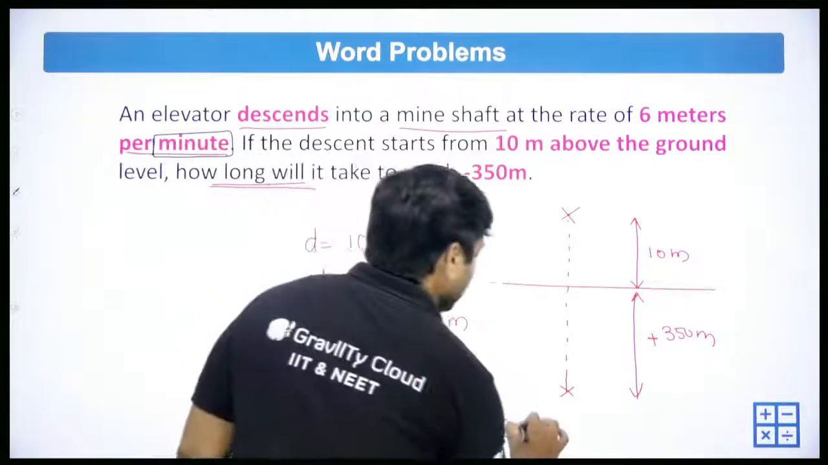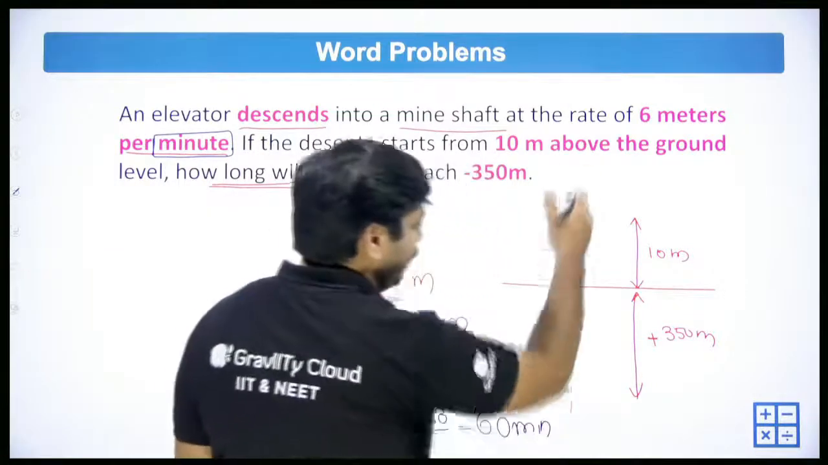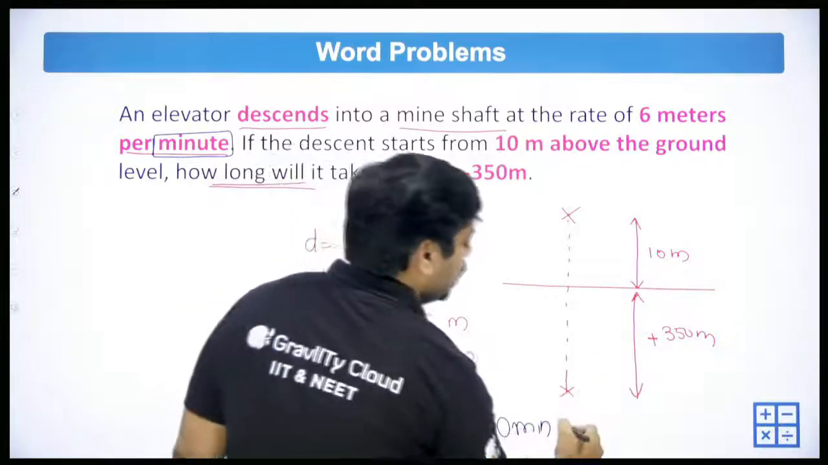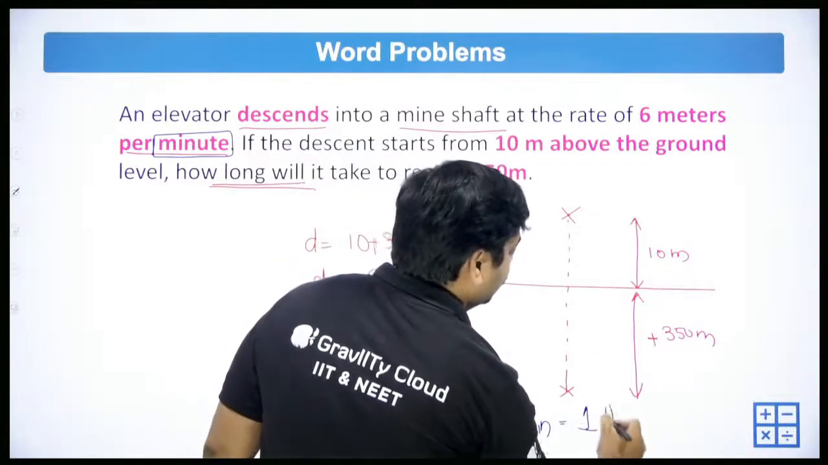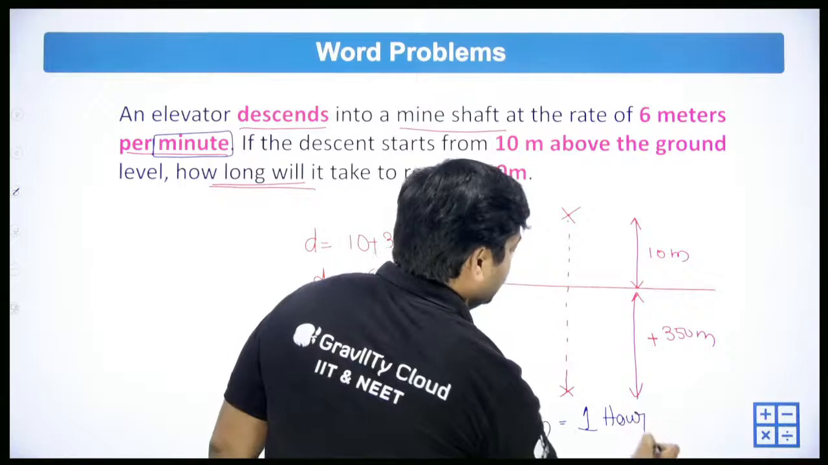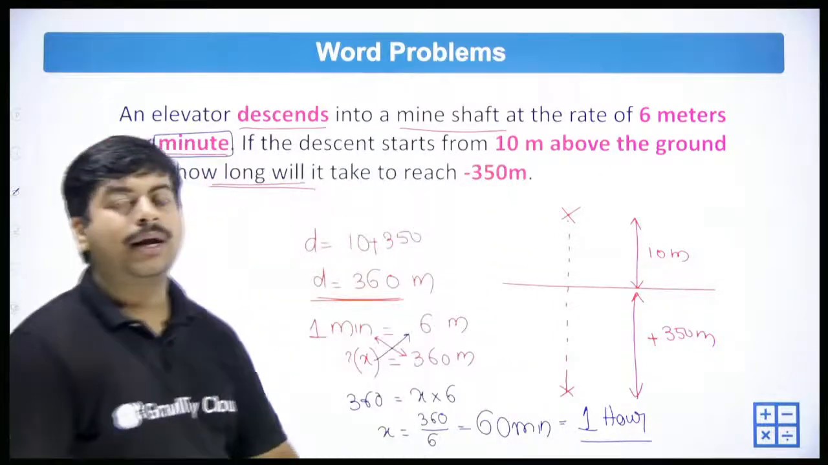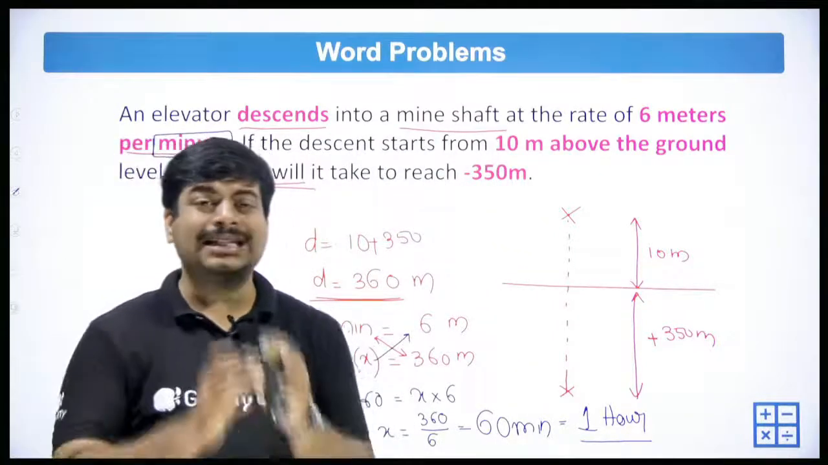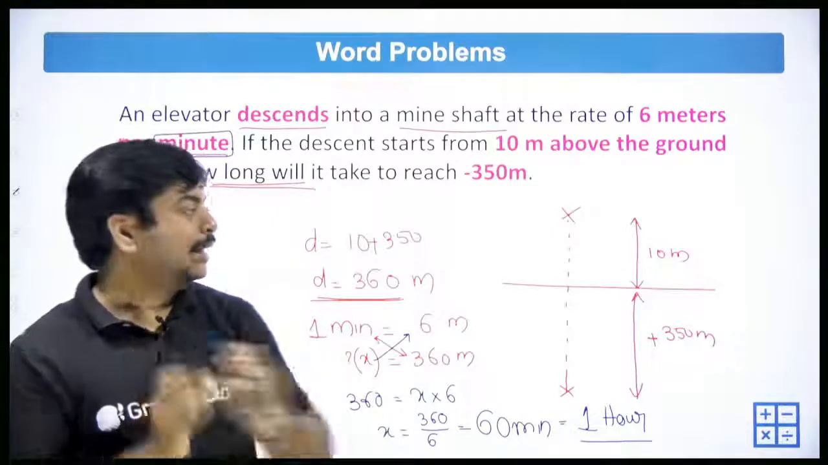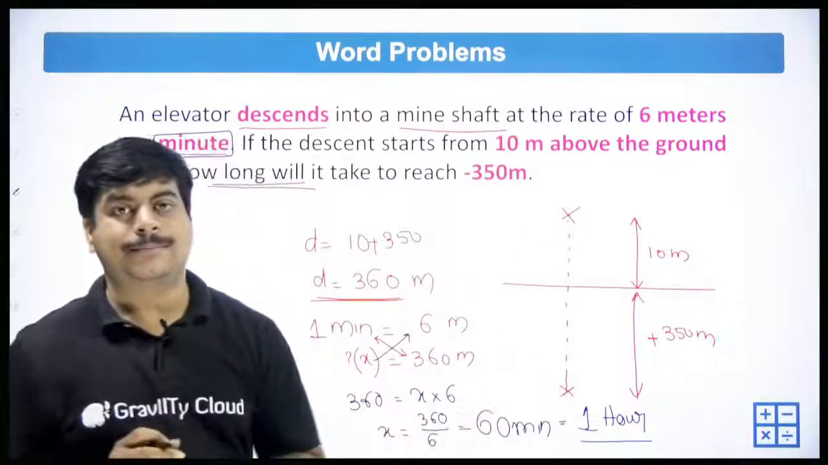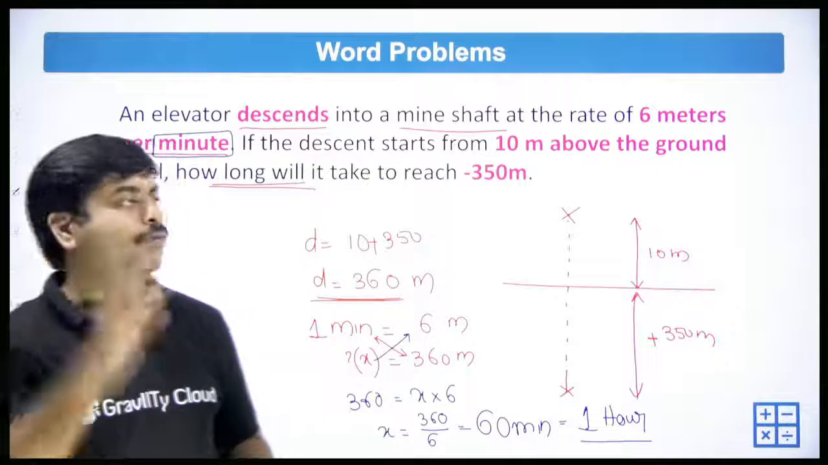So 60 minutes it will take to travel till minus 215, which is equal to 1 hour. 60 minutes or 1 hour, both are same. That is the total time it is taking to travel all this distance. Right? Let's move on to the next question.